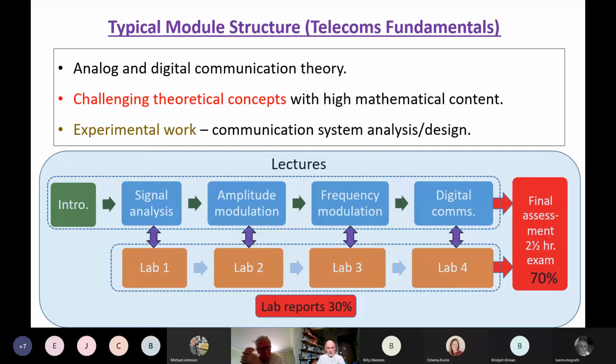Now, usually in my case at least, those 4 labs, the reports and so on, will consist not just of a basic laboratory experiment, but also pre-lab problems which enhance the understanding of both theoretical and the laboratory work.